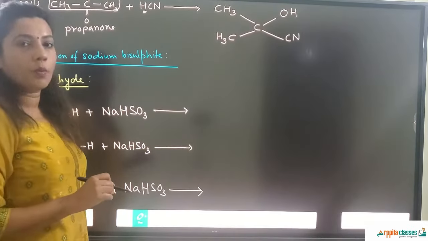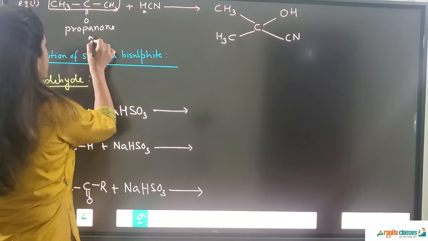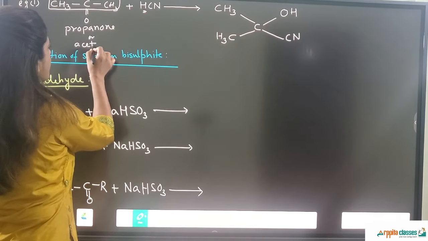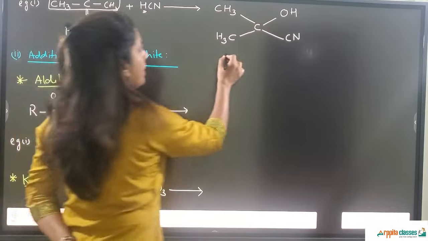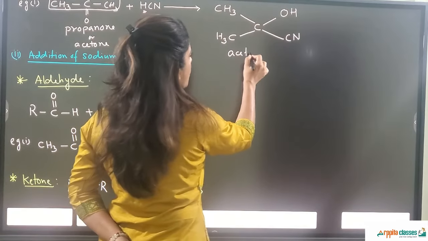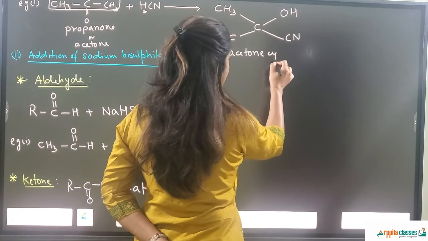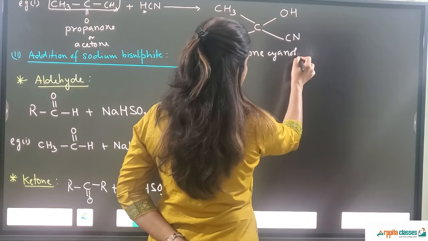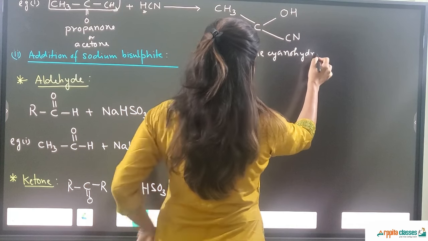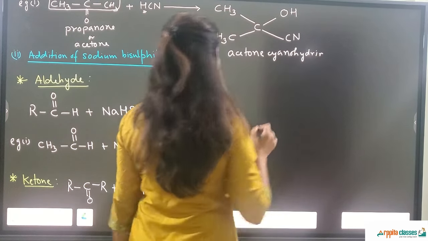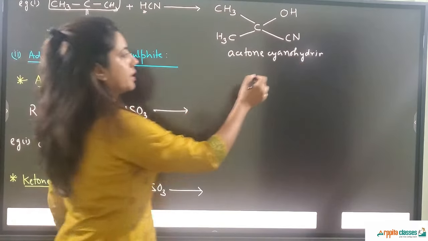So the cyanohydrine has been formed. This is formed from propanone or it is also called as acetone. The common name is acetone. So the product will be named as acetone cyanohydrine. Acetone cyanohydrine. This is the name of the product.